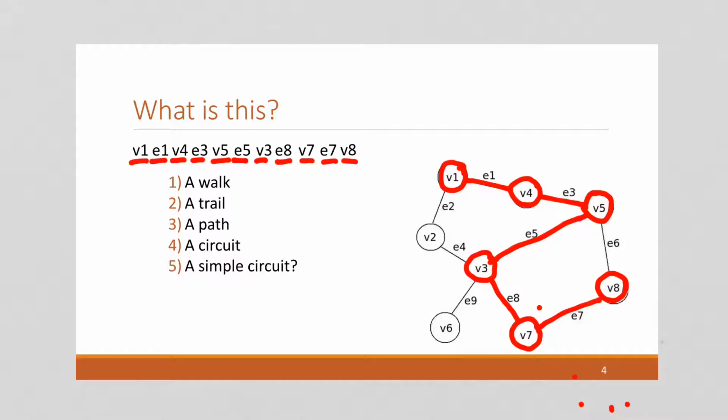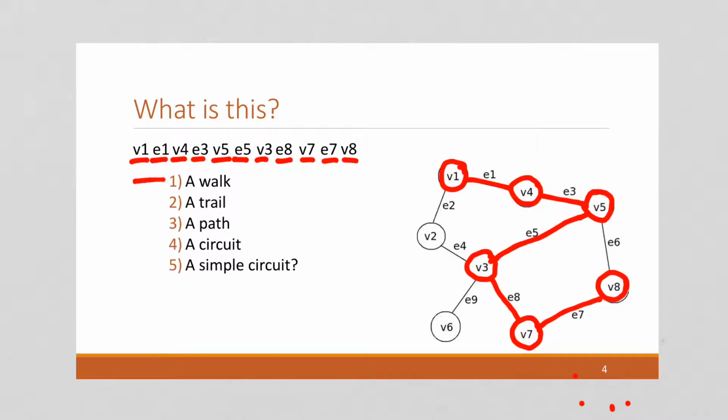So, you can ask, what is this? Is it a walk, a trail, a path, a circuit, a simple circuit? It can be more than one. And in fact, in this case, it is a walk, it is a trail because there are no repeated edges, and it's a path because there are no repeated vertices. It is not a circuit or a simple circuit because we don't start and end at the same place. Okay.